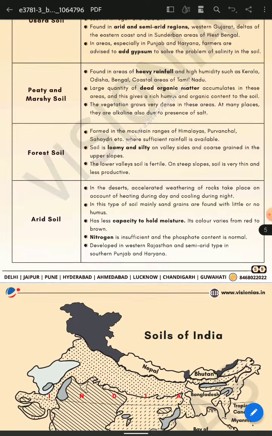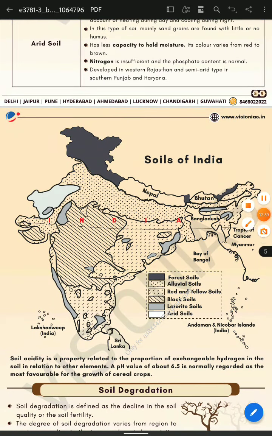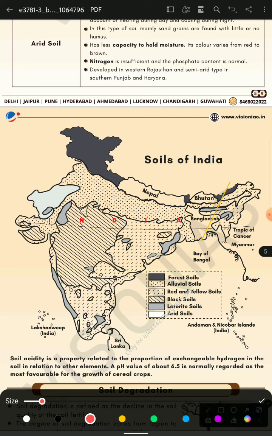Then move on to the other topic. You have learned this soil. You have learned the different types of soil. You must know them. First is the forest soil. You must know the forest soil and the areas it covers.